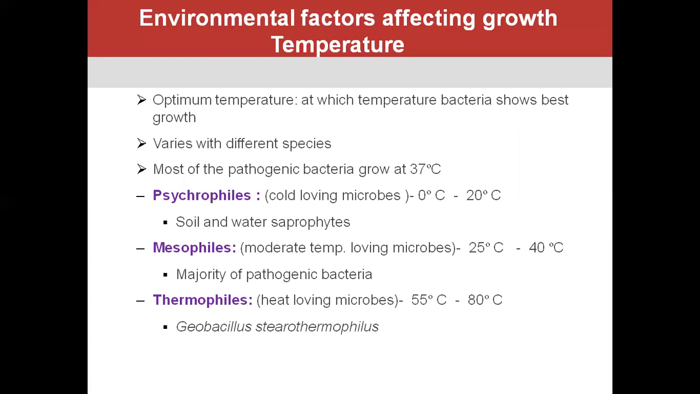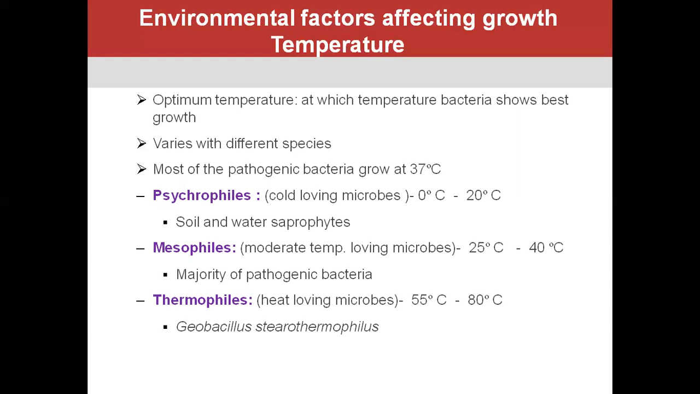Most of the pathogenic bacteria die quickly in between 55 to 65 degrees centigrade, and the spores are killed in between 100 to 120 degrees centigrade. So this will help you for sterilization, which means destruction of microorganisms. You will know how we can use heat, either autoclave or hot air oven.